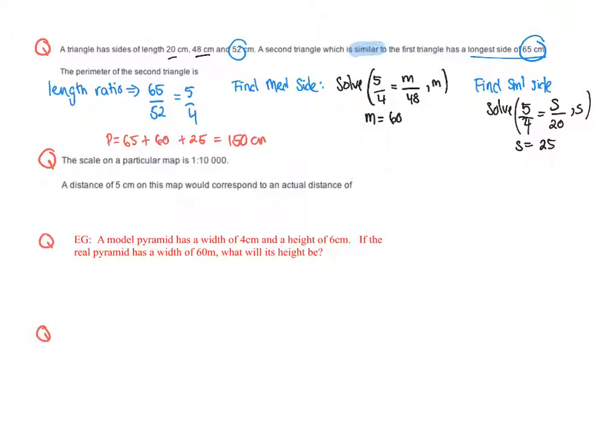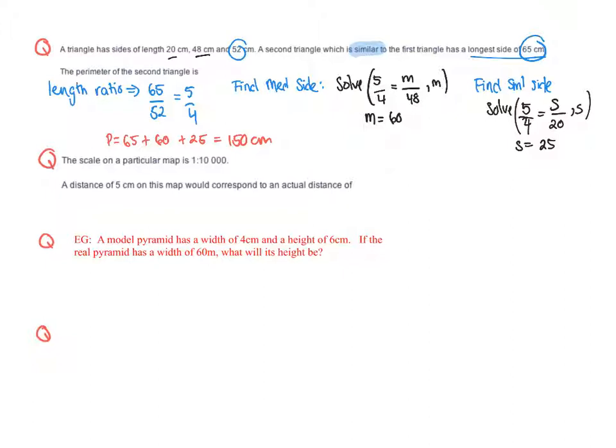150 centimeters. All right. Okay. Now, similar figures can also be used in maps, because really that's what you've got. You've got a map of what's actually happening out in the world. So it's all scaled. It's a similar figure. They've just shrunk the scenario.